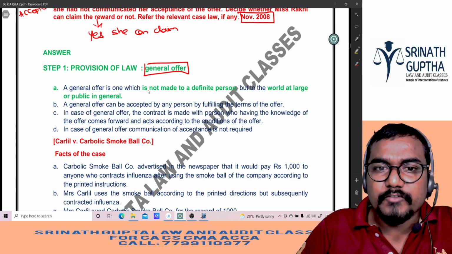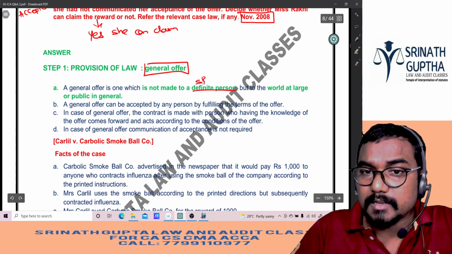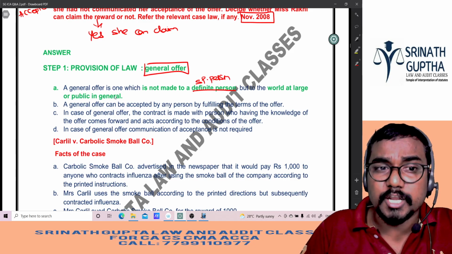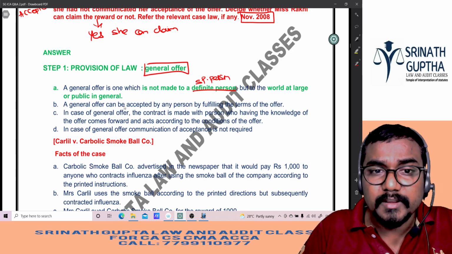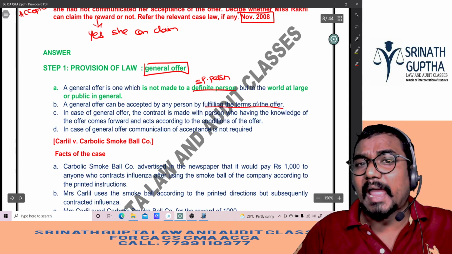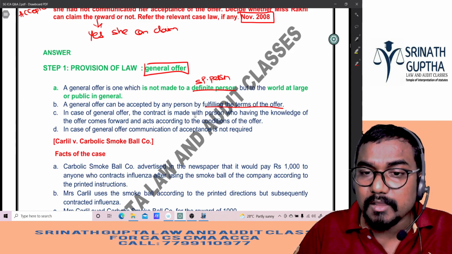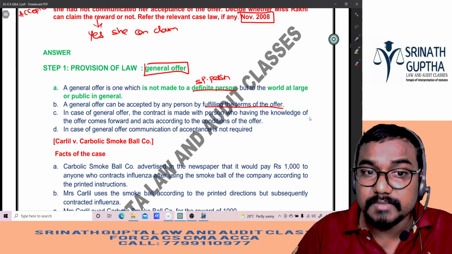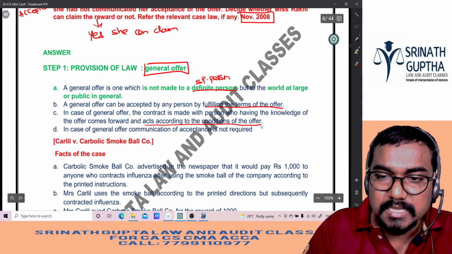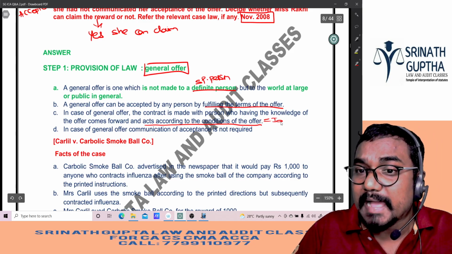A general offer is one which is not made to a definite person, not given to a specific person, but to the world at large, the public in general. A general offer can be accepted by any person by fulfilling the terms of the offer. In case of general offer, a contract is made with a person who has the knowledge of the offer, comes forward, and acts according to the conditions of the offer, which is the implied acceptance.